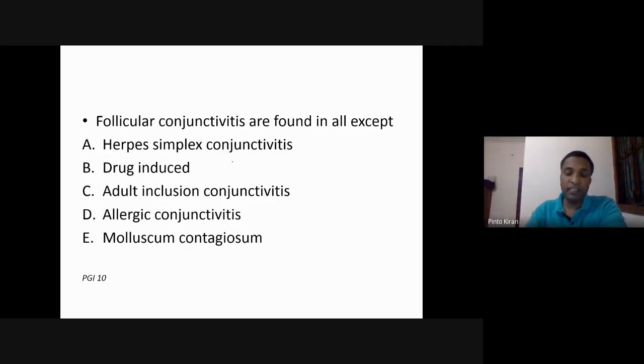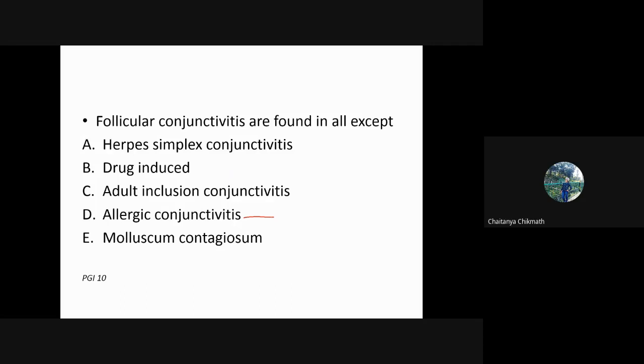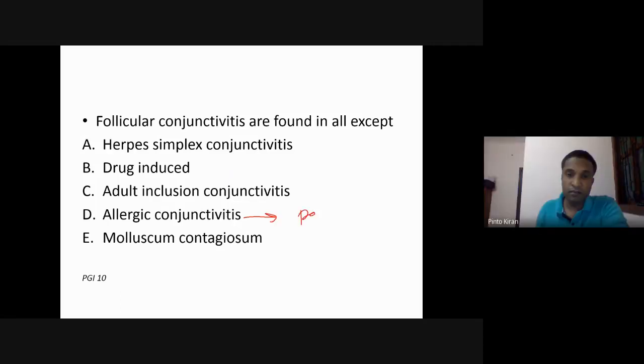What do you see in allergic conjunctivitis? What's your name? Papillary. Chaitanya. Very good. It's papillary. So here, I think you might get a little bit confused. What is this adult inclusion conjunctivitis? If you know, I will tell you in the class.